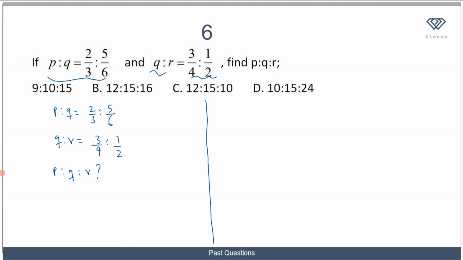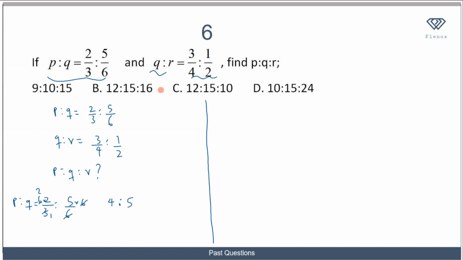Now for P ratio Q, you have P ratio Q equal to 2/3 ratio 5/6. Let's multiply both sides of the ratio by 6. If you multiply by 6, 6 will cancel 6, then 3 here 1, 3 here 2, so you are left with 2 times 2, so you are left with 4/5. So the first ratio can equivalently be written as 4/5.